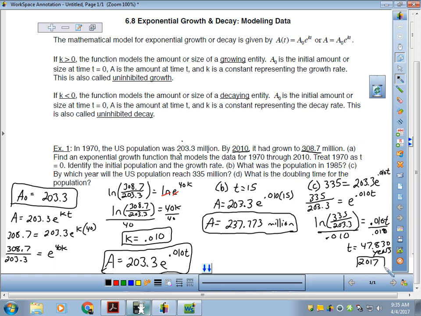So apparently, according to this model, this year is the year where we will get up to 335 million.